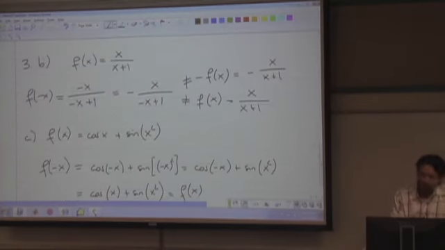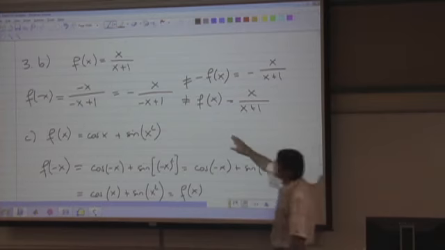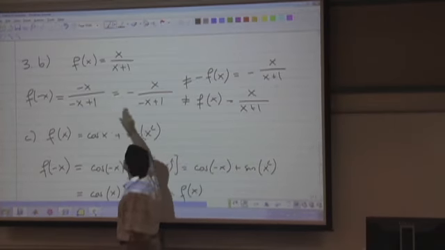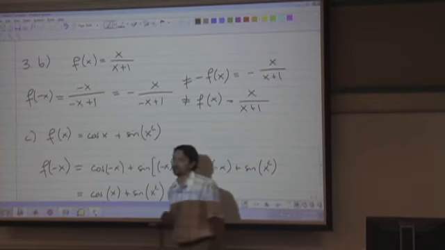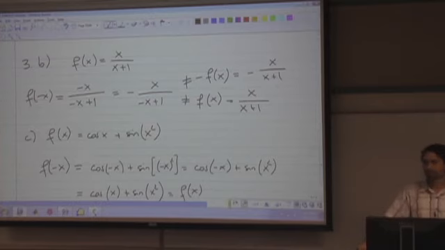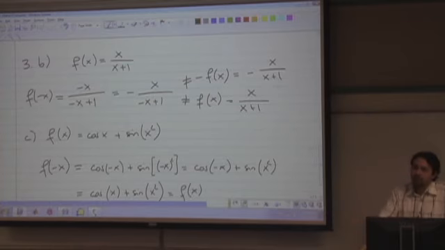Think about the previous problem we just looked at. X is an odd function, 1 is an even function. You add them up and you end up with neither. When you multiply them, however, it's different. Remember, when you multiply them or divide them, it's the exact same properties. It would be minus times plus.